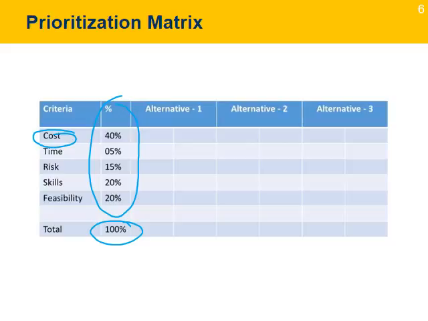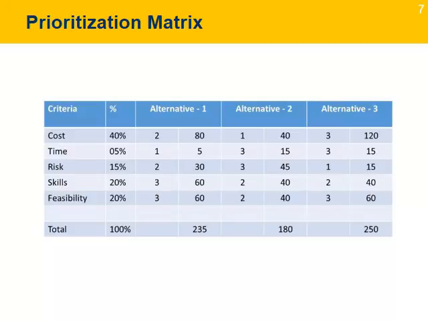Then you add the columns to list the proposed solutions. Ideally, the number of solutions is small enough to keep this process simple. The next step is to estimate how well each solution meets each one of the criteria on a scale from 1 to 3. 1 is low, 3 is high.